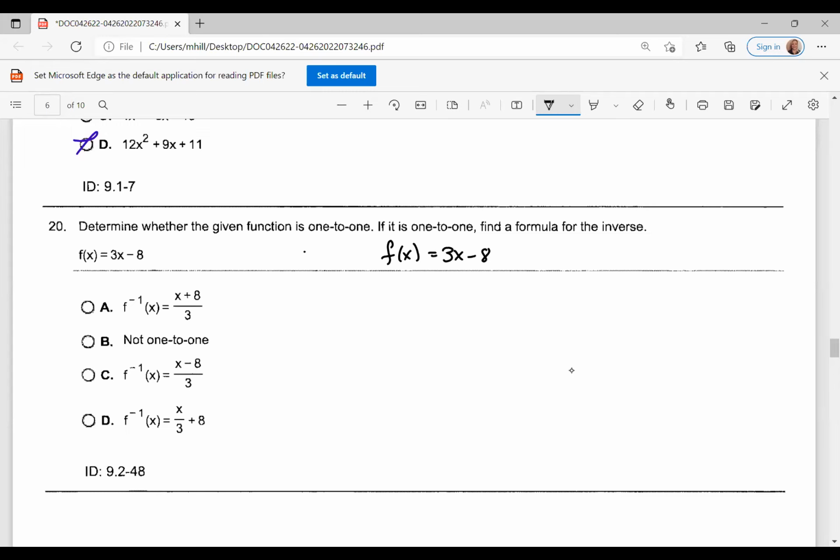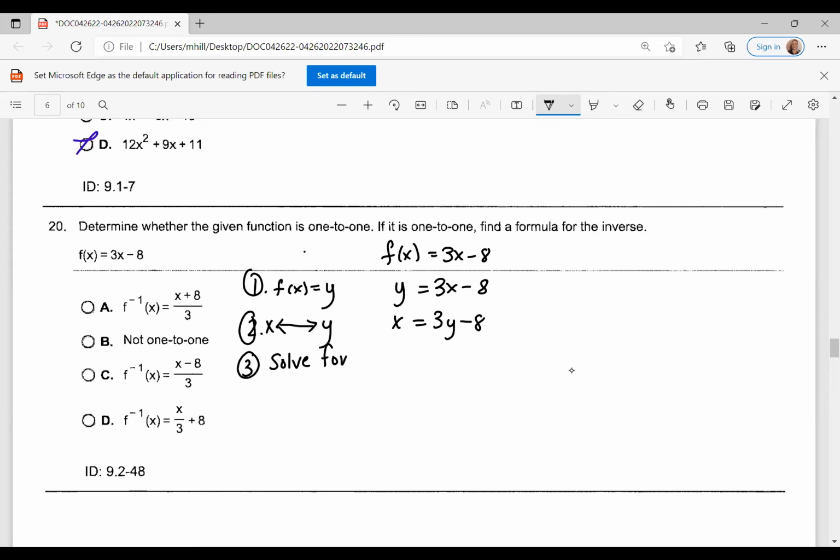Step number 1 was to make f of x say y. So we're just going to say y equals 3x minus 8. Step number 2, switch your x and your y. So wherever you see a y, you're going to put x, and wherever you see an x, you're going to put y. Step number 3, solve.